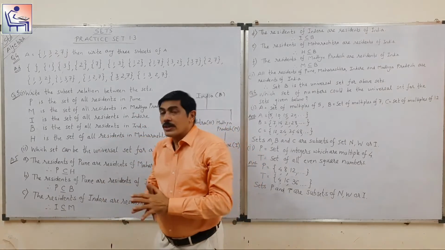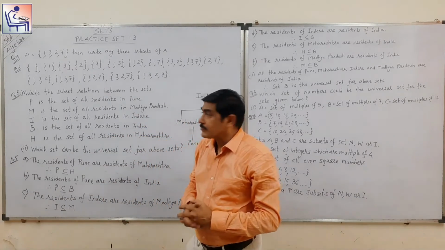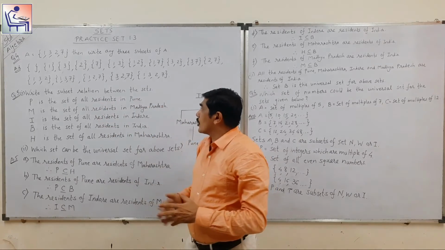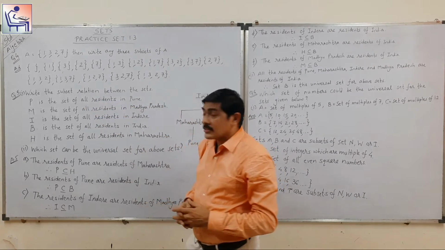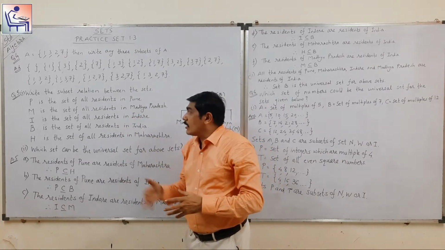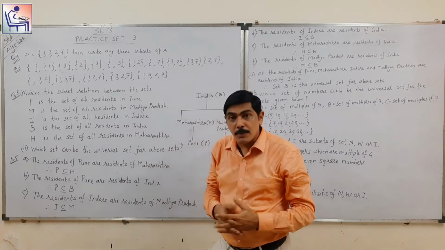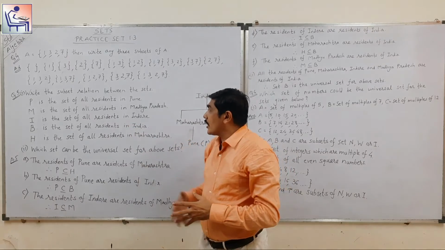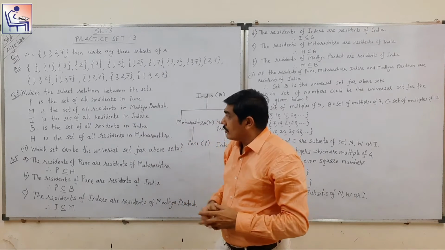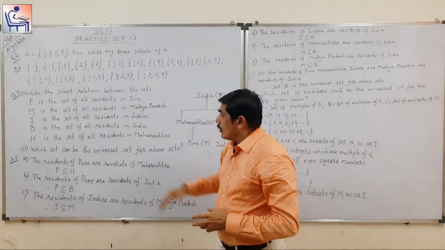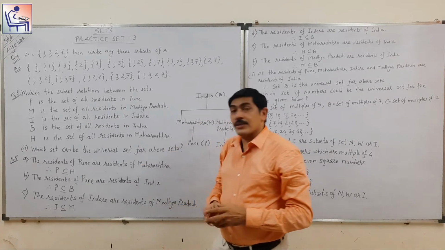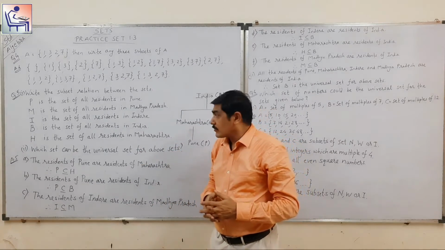And now we are moving towards question number 5. Write the subset relation between the sets. P is the set of all residents in Pune. M is the set of all residents in Madhya Pradesh. I is the set of all residents in Indore. B is the set of all residents in India. H is the set of all residents in Maharashtra.